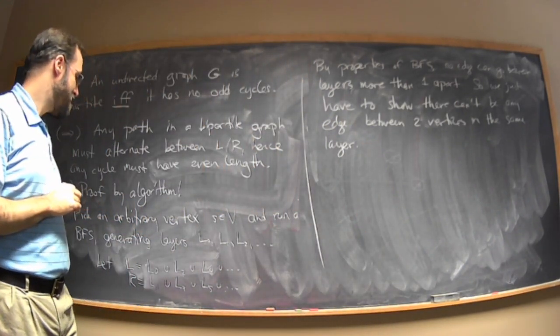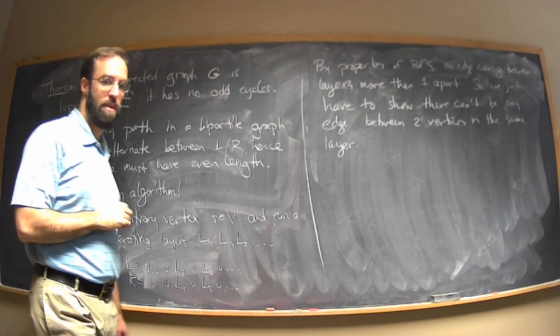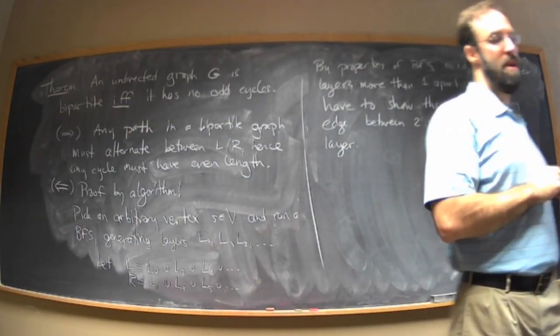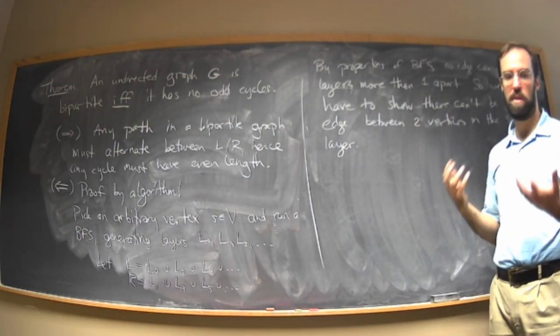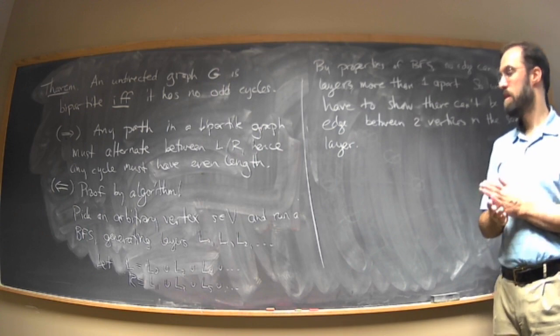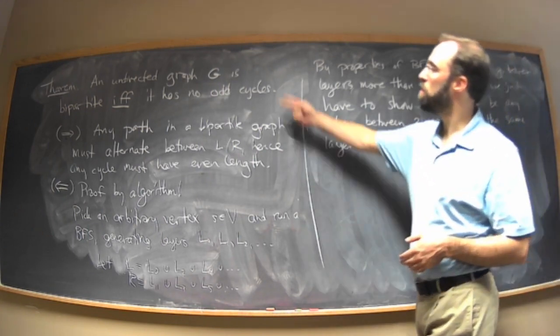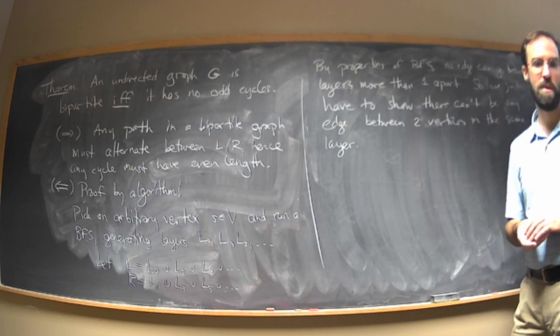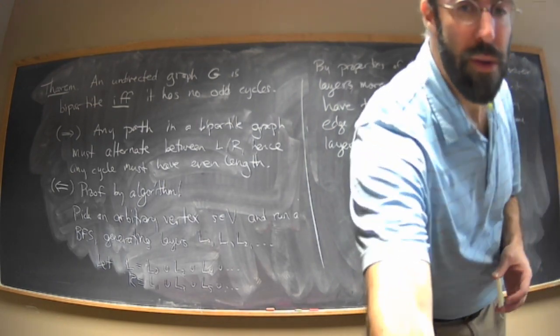Because I want to show that this is a valid partition of the vertices that makes the graph bipartite. And I need to use the fact that we're told this graph has no odd cycles.